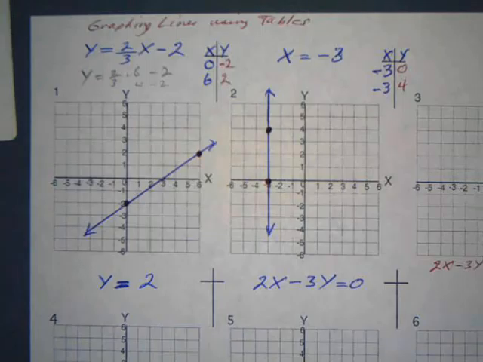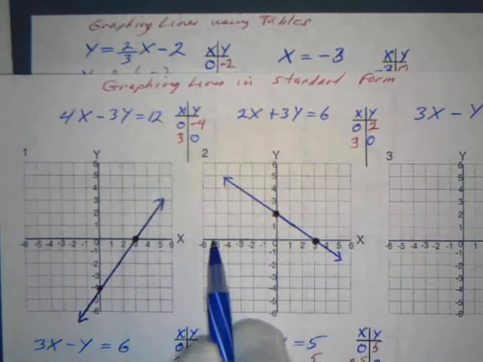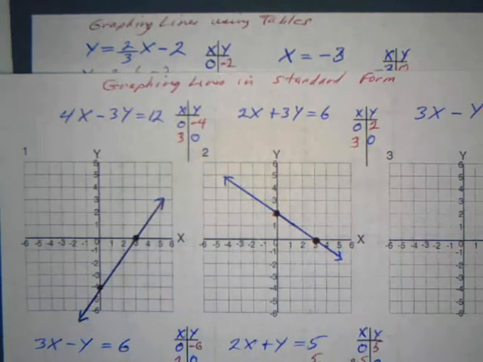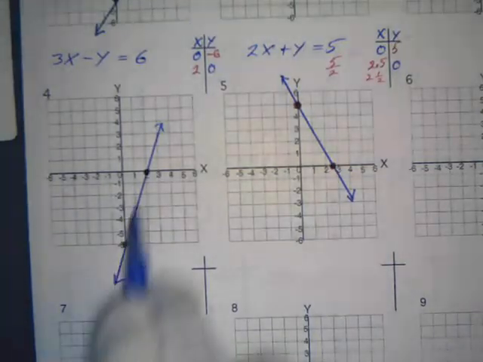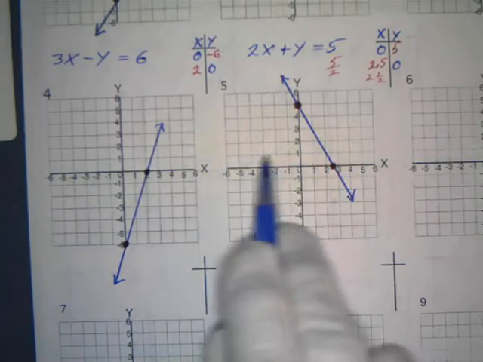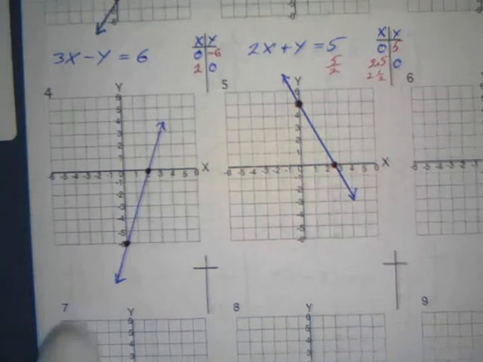A previous problem we did over here has a negative slope because as I move from left to right, I'm going downhill. This line has a positive slope because as I'm moving from left to right, I'm going uphill. This has a negative slope. As I'm moving from left to right, I'm going downhill. So you can kind of tell what's going on with the slope.